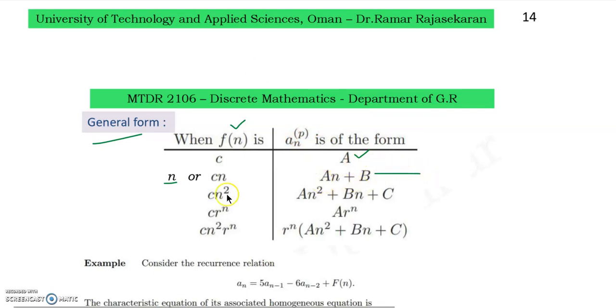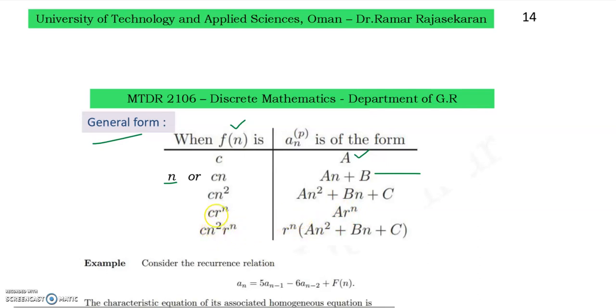Suppose for f(n) they give C n squared, meaning quadratic. Then you write A n squared plus B n plus C. Now suppose they give C r to the power n, where r is any number to the power n. Suppose this number coincides with your characteristic roots. According to that, you would write this value. When we discuss the question, I will tell you. This is the general formation.